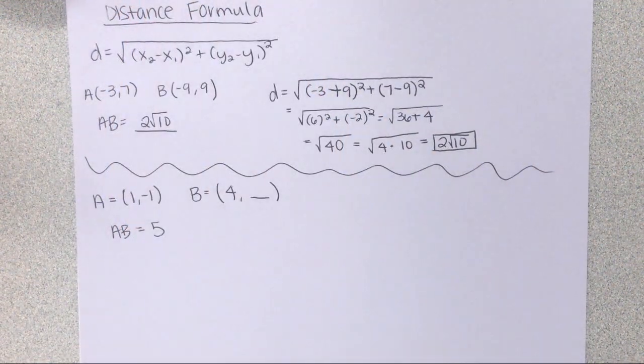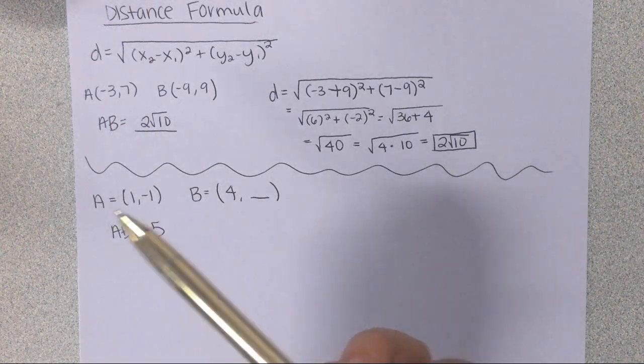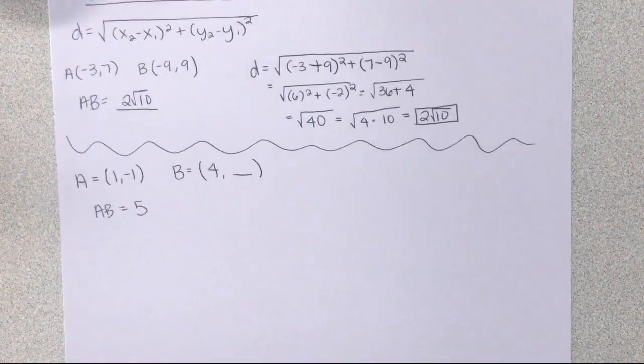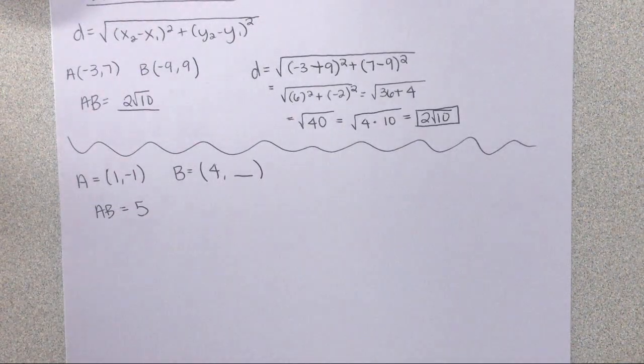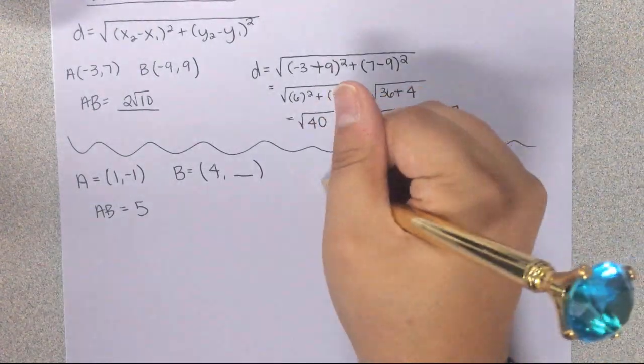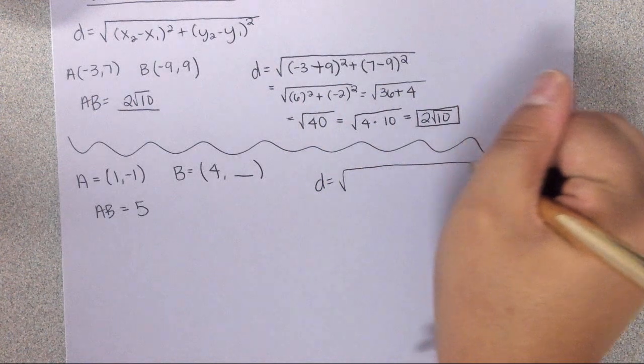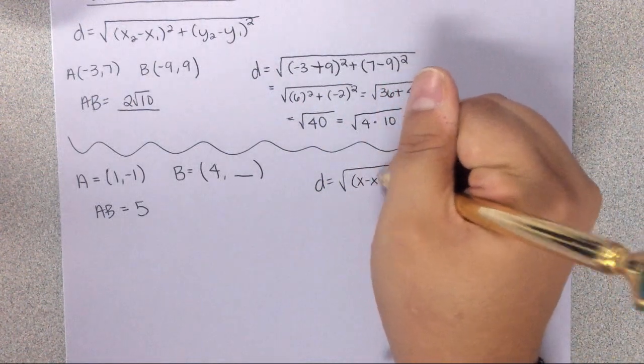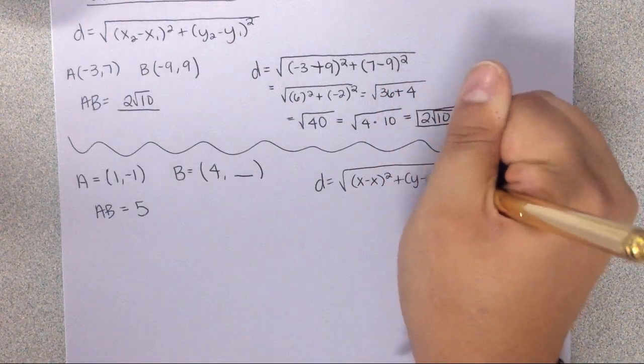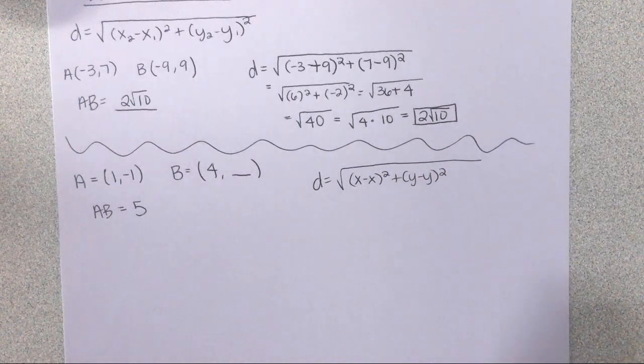How is this different from yesterday? I know the distance this time. What do I not know? I don't know the second point. So today we are going to take this a step further by having to figure out that second point. Okay? Now, I'm still going to do the same thing. Distance equals the square root of x minus x squared plus y minus y squared.